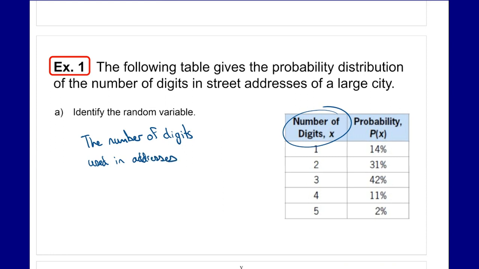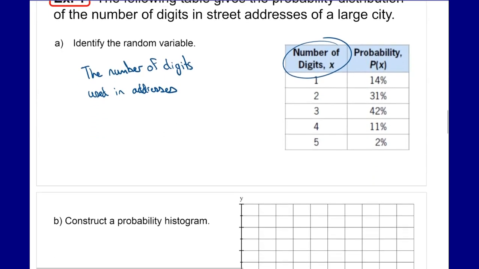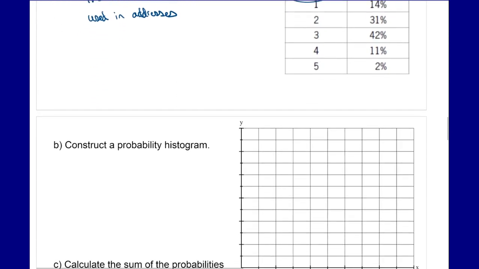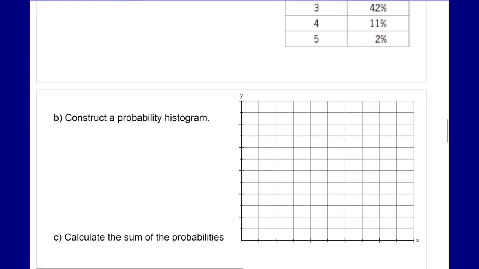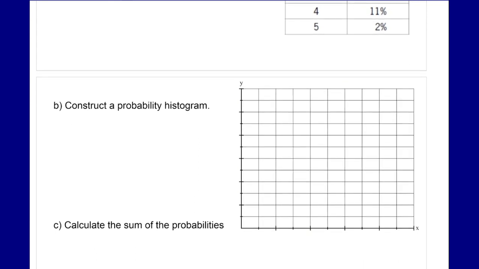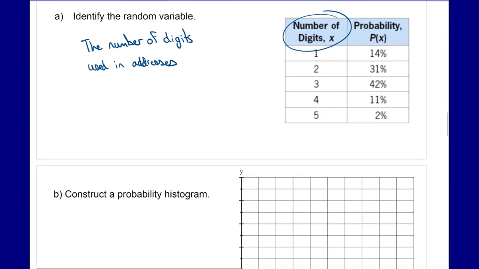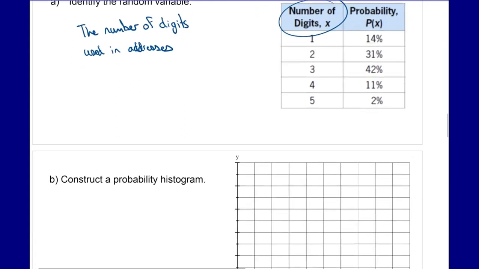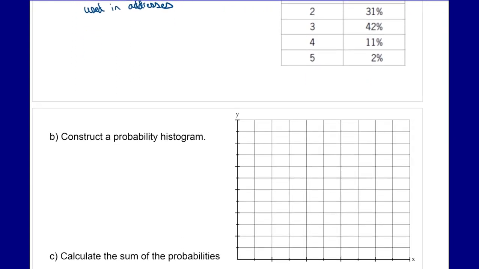That's our random variable, and we see all the possible values for that random variable. We have 1, 2, 3, 4, or 5. Now we want to create a probability histogram for those different values. We do have the probabilities already listed, so we can go through and create a probability histogram.